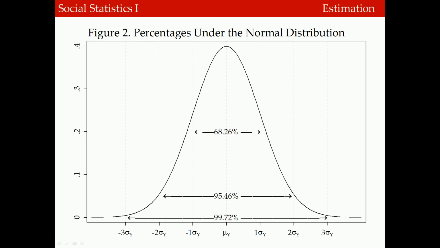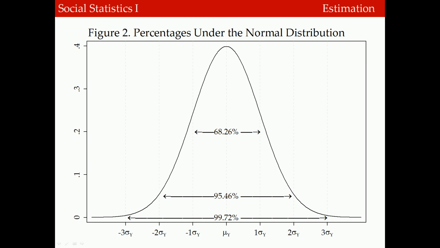And so this figure basically shows the areas under the curve corresponding to different distances away from the center. And so you can see that about 68% of the area is within one standard deviation below and above the mean. About 95% of the area is within 2 standard deviations, and about 99% of the area is within 3 standard deviations.